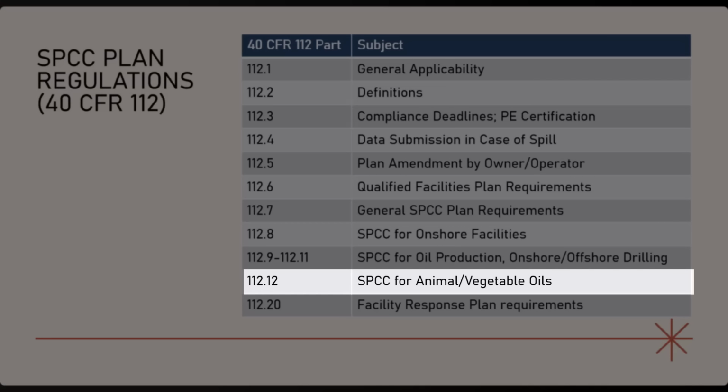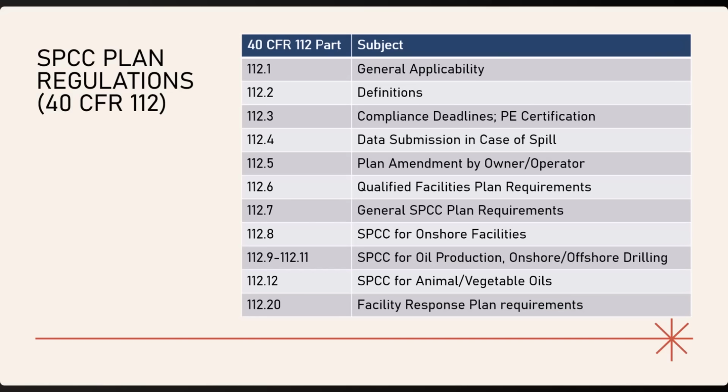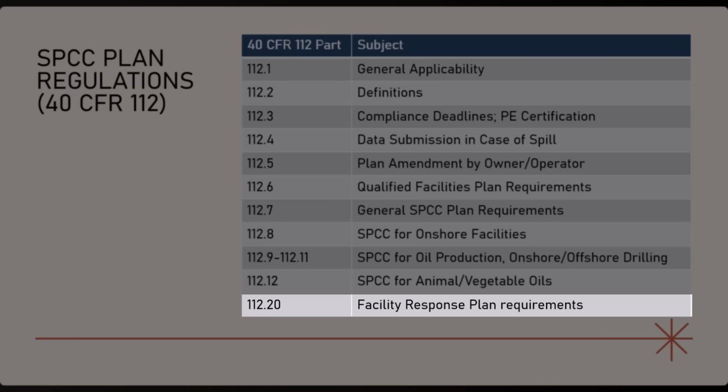Part 112.12 is the SPCC for animal fats and vegetable oils. The discussion of the SPCC plan for onshore petroleum facilities is largely the same as what is required for animal and vegetable-derived oils. Lastly, there are the requirements for the facility response plan. This plan applies only to facilities with large oil storage capacities and is not an SPCC plan, so it will be covered in a separate part of this course.